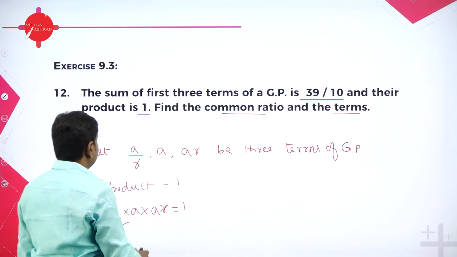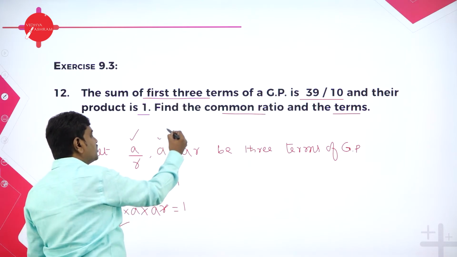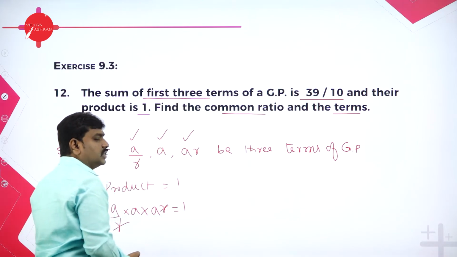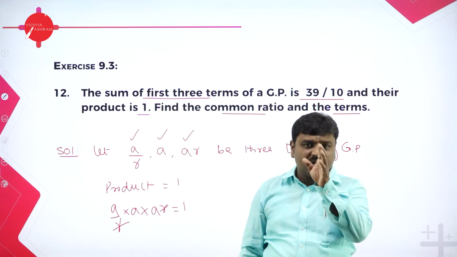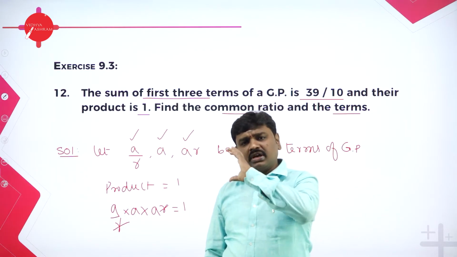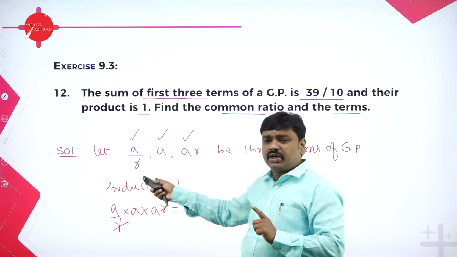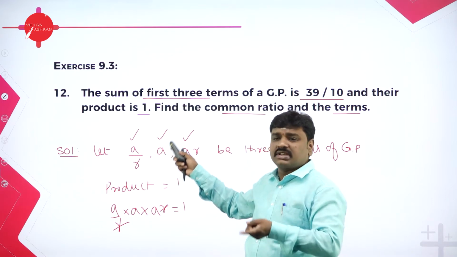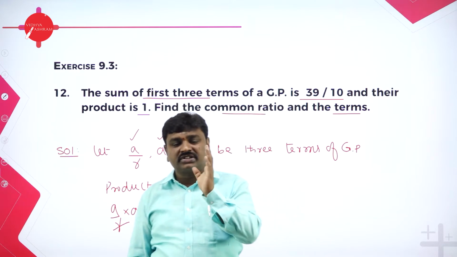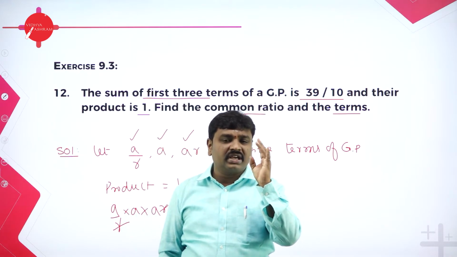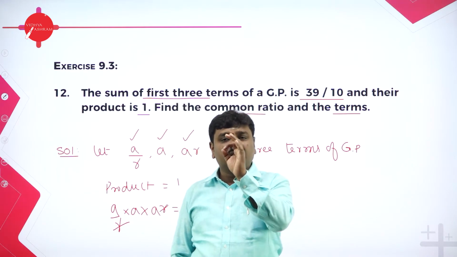Dear students, here you should understand that when they ask you to find the first three terms, you assume the first term is A by R, the second term is A, the third term is AR. Then the problem becomes simple because GP means they should have a common ratio. For every term you multiply by R, you get the next term. A by R into R is A, into R is AR. So whenever they ask for three terms in GP, take A by R, A, AR. In spite of taking A, AR, AR square, better take A by R, A, AR.